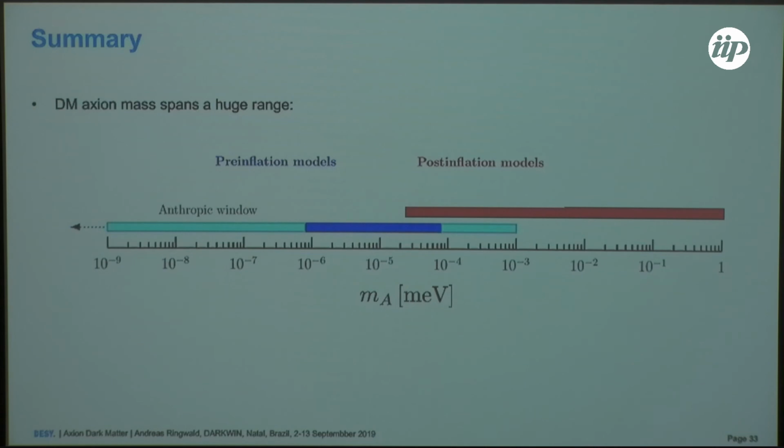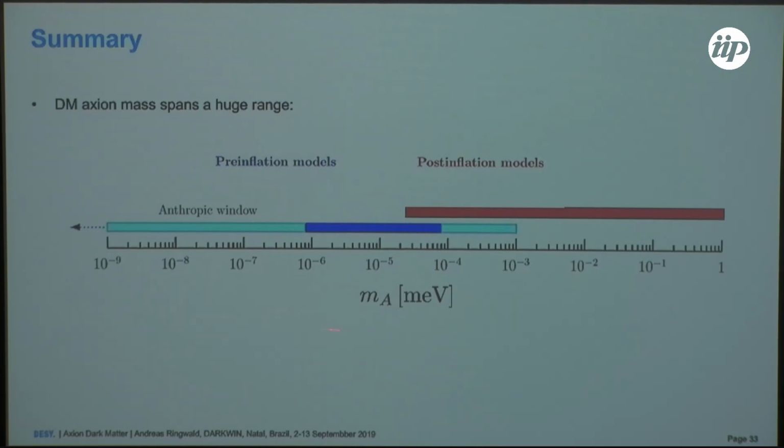So I'm on my summary slide. Axions, axion-like particles and Nambu-Goldstone bosons are very well motivated dark matter and non-thermal dark matter candidates. The QCD axion mass already spans a huge range. So in the pre-inflationary models, the mass can be between micro-electron volt up to very small masses, and the post-inflationary models.